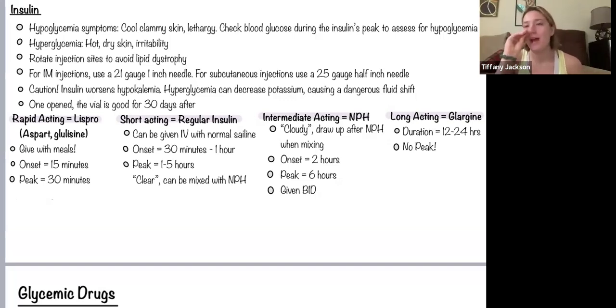NPH is our intermediate acting, has an onset after 2 hours. It peaks after 6 hours. Always be aware of when these medications peak because that is the biggest risk for a hypoglycemic event. And then finally, we have our long-acting insulin. This lasts all day and there is no peak.